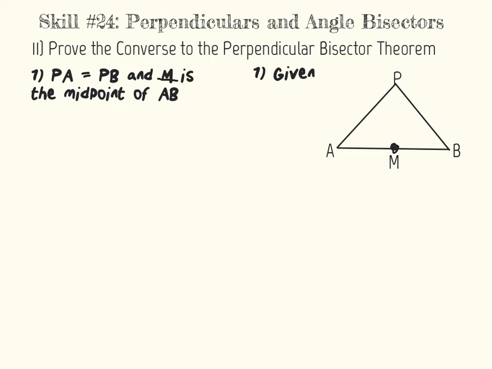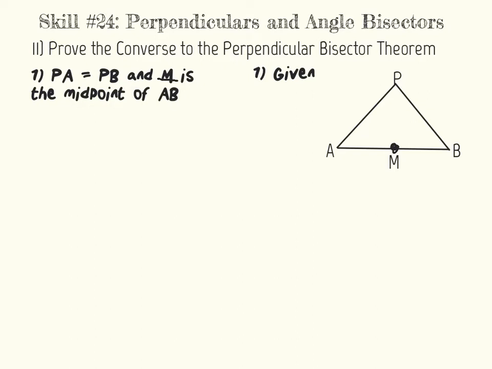Skill 24, perpendiculars and angle bisectors. We're going to do number 11 here and prove the converse of the perpendicular bisector theorem. So first we're going to note that PA is equal to PB and M is the midpoint of AB.